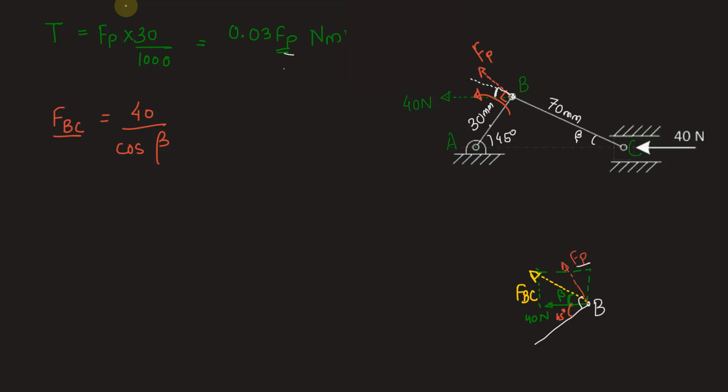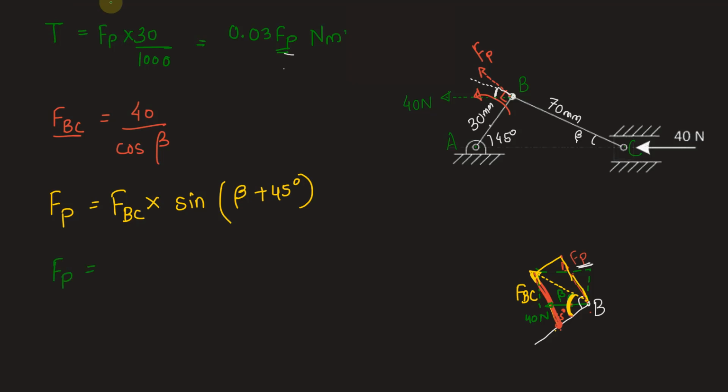Now to find force Fp, we can draw a vector diagram like this. Now magnitude of this vector that we see here will be equal to Fp itself, and this vector can be written as the force FBC. We can write Fp equal to force FBC into sine of this total angle, because this is the opposite side. So this will be sine beta plus 45 degrees. Therefore, we can write down Fp as, substituting FBC, 40 by cos beta. So 40 into sine beta plus 45 divided by cos beta.